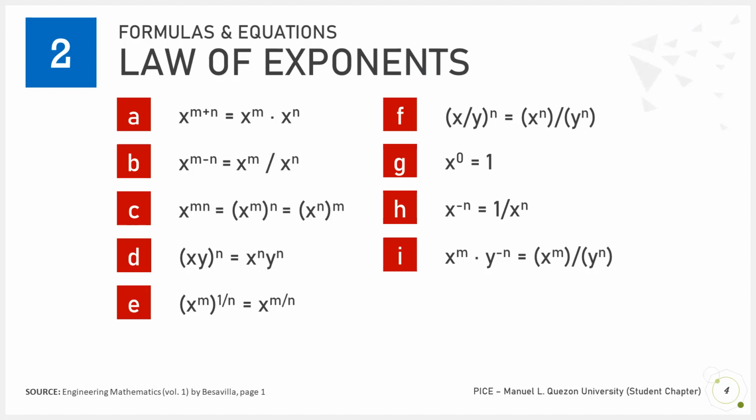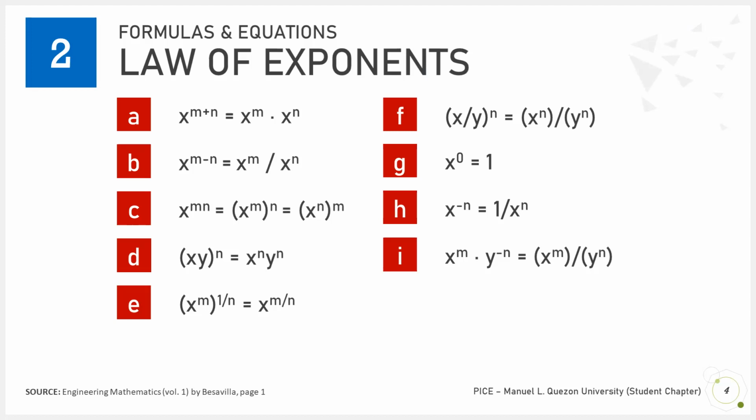So yung first rule is when we have the product of two terms with the same base but different exponents, we apply addition of their exponents. For two terms with the same base but different exponents and yung operation na involved sa kanila is division, so we apply the subtraction of their respective exponents. So we subtract the exponents of the numerator and the denominator.